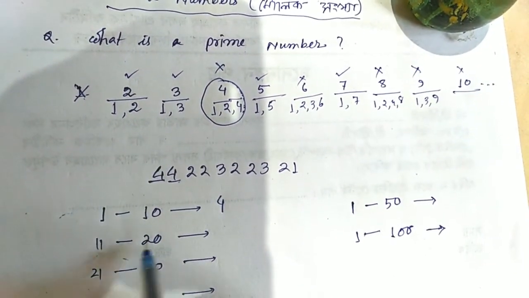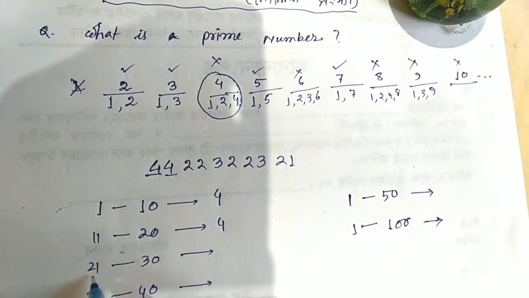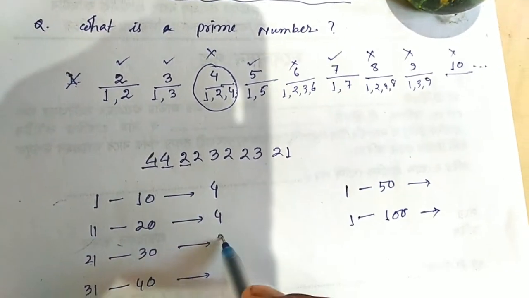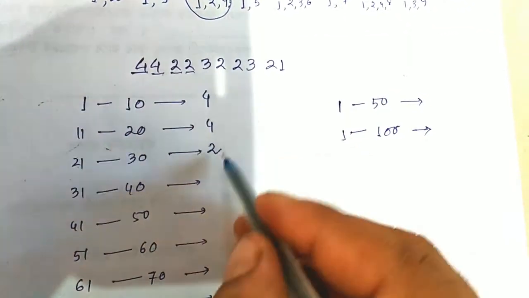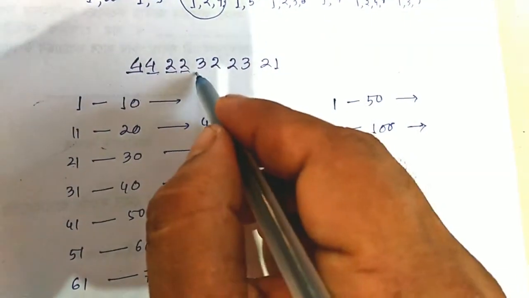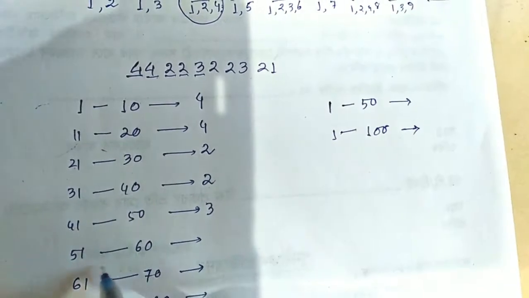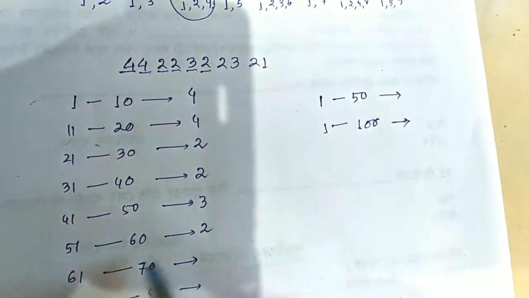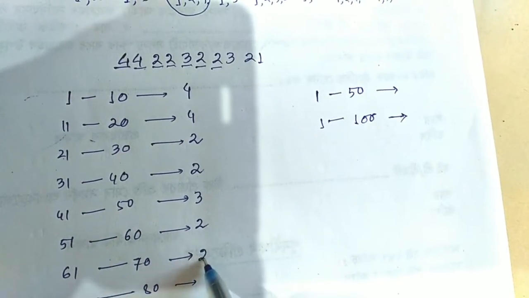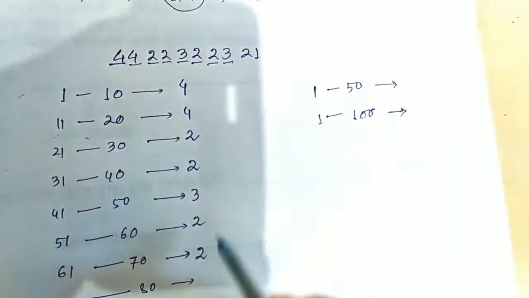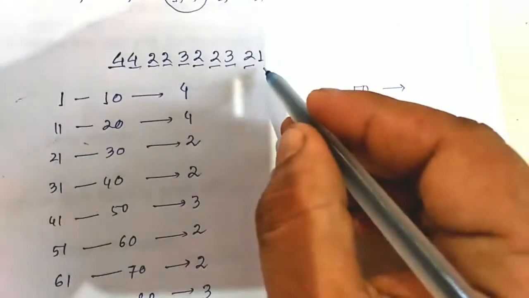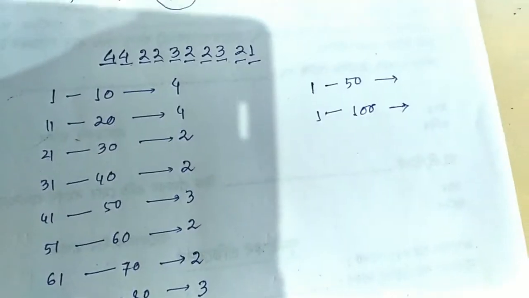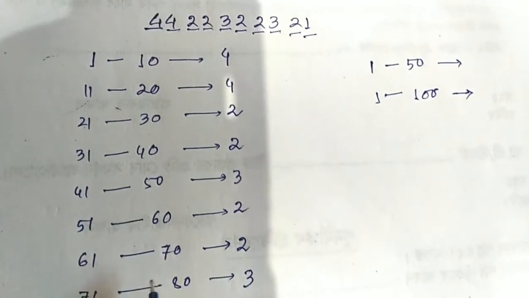From 11 up to 20 you have again 4 prime numbers. From 21 up to 30 you have 2 prime numbers. Then 31 to 40 you have again 2 prime numbers. From 41 to 50 you have 3 prime numbers. From 51 to 60 you have 2 prime numbers. From 61 to 70 you have 2 prime numbers. From 71 to 80 you have 3 prime numbers. From 81 to 90 you have 2 prime numbers. And from 91 to 100 you have 1 prime number. So this way we can easily remember the prime numbers.